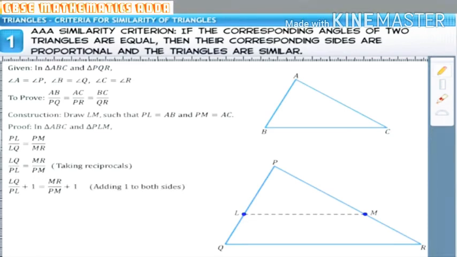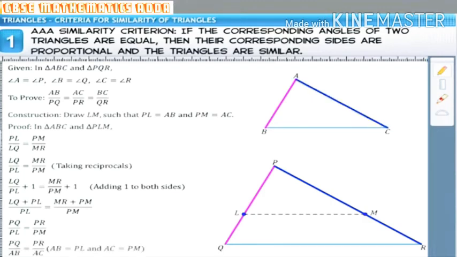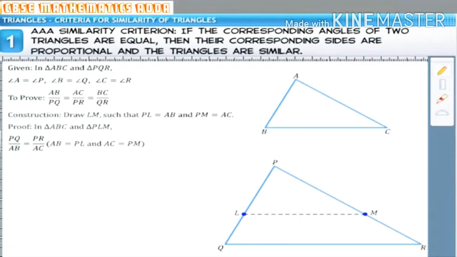Then by adding 1 on both sides, then by taking the LCM, we will obtain this one. Now LQ plus PL is equal to PQ and MR plus PM is equal to PR. So PQ by PL equal to PR by PM. And here PL equal to AB and PM equal to AC. So here we obtain PQ by AB equal to PR by AC. Then by taking reciprocal, AB by PQ is equal to AC by PR. This is your equation 1.